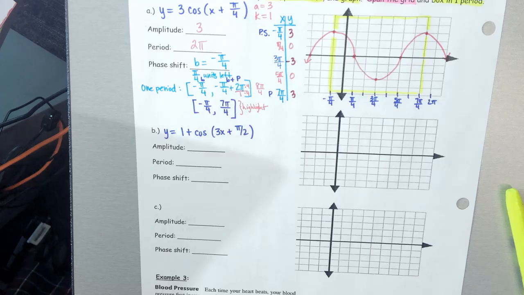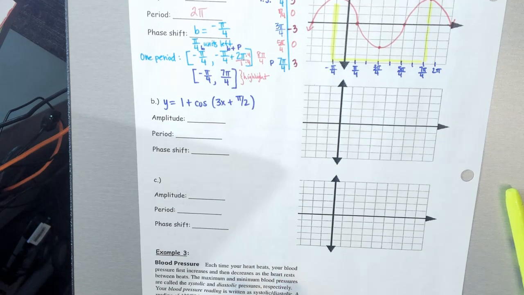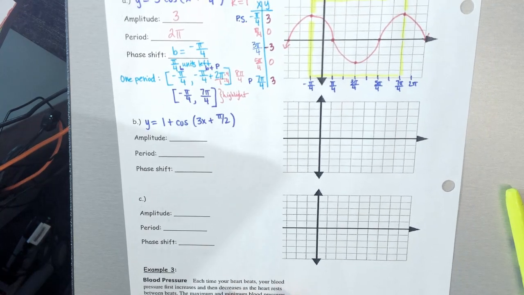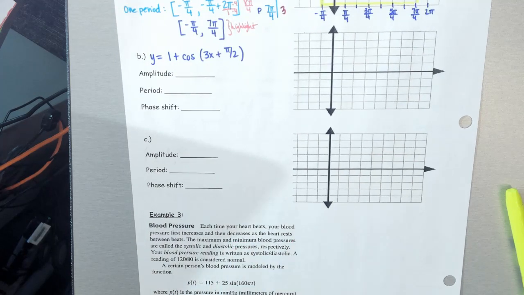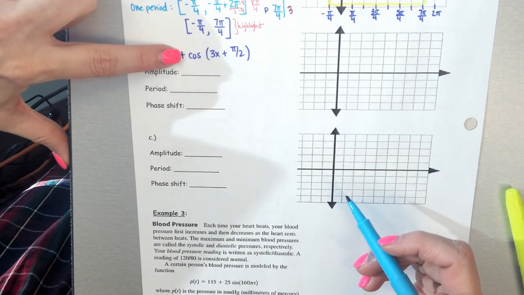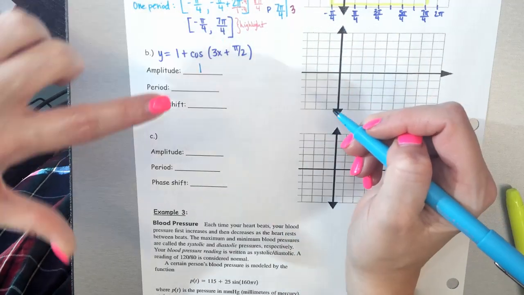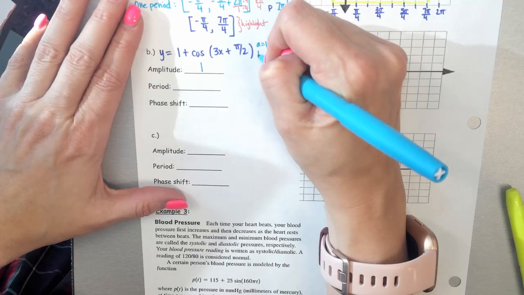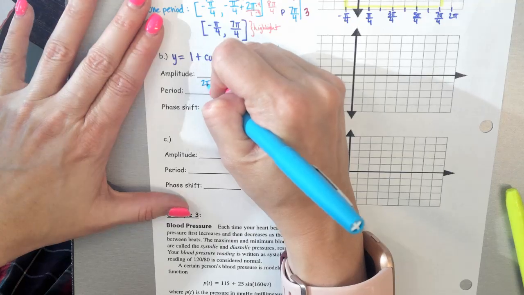Okay, so for B, let's start with the amplitude and the period. See if you guys can find those two, and then you can start thinking about the phase shift. What is our amplitude? Amplitude is always outside the function. So if you don't see anything, it's 1. The period: your A value is 1, your K value is 3. So your period is 2 pi over 3.